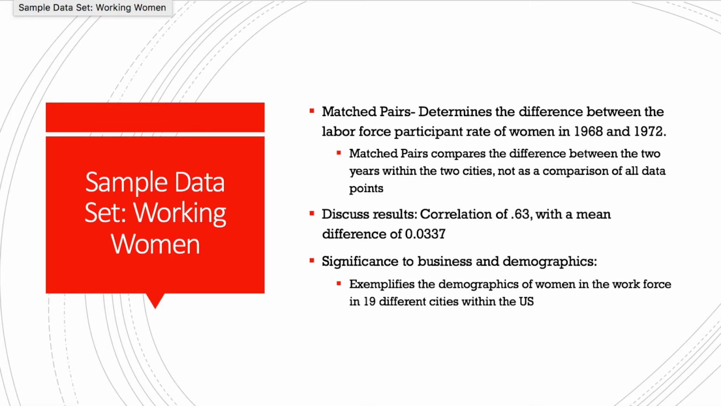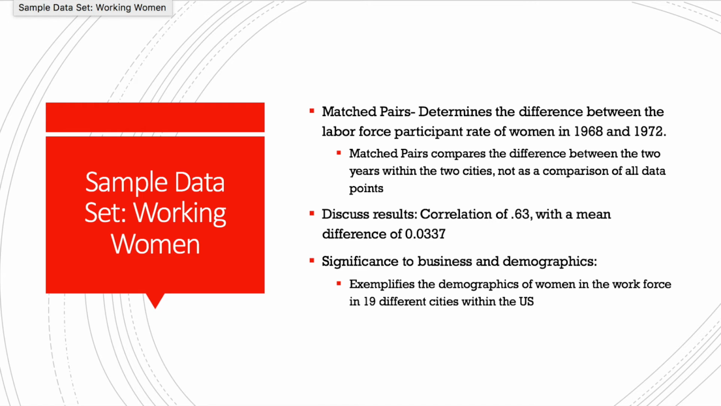Using matched pairs, we will be able to identify the difference in the labor force participation rate by women in 19 different U.S. cities in 1972 and 1968. It is highly important to use matched pairs during this test due to the fact that it allows for comparison between the individual cities rather than a comparison of all cities combined.